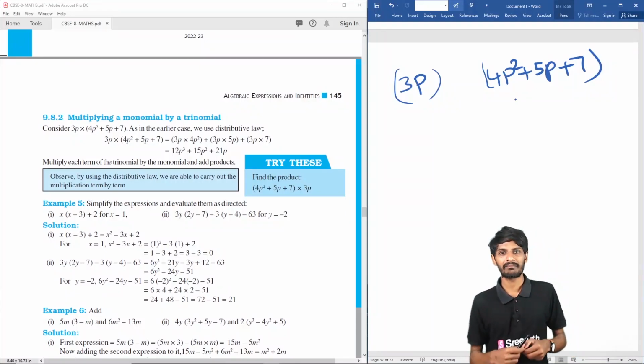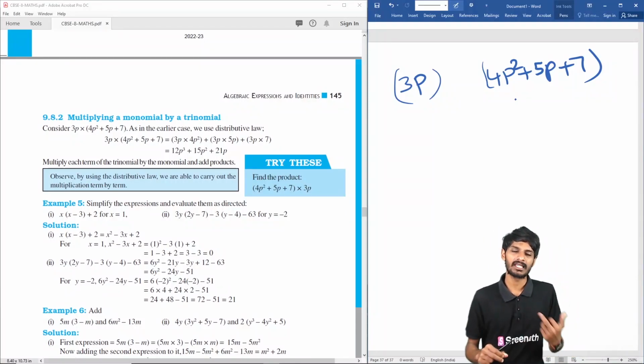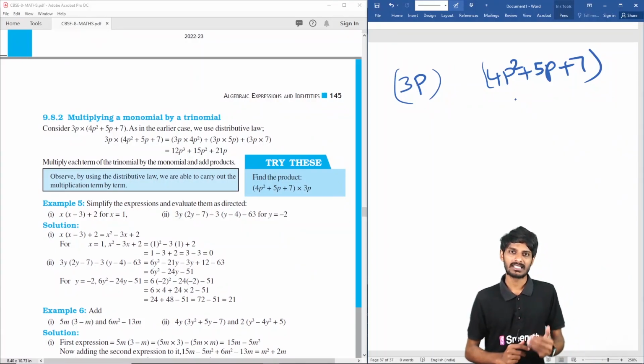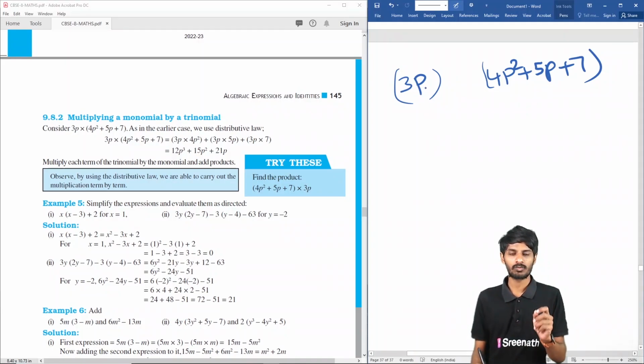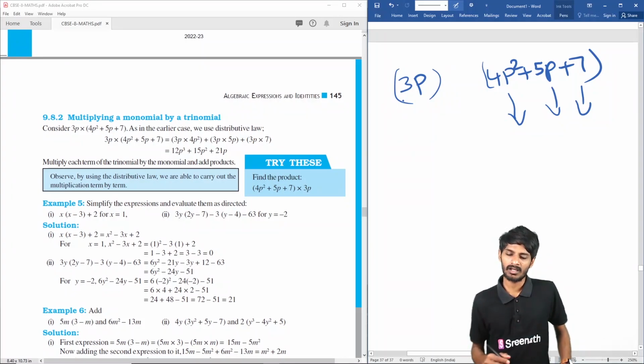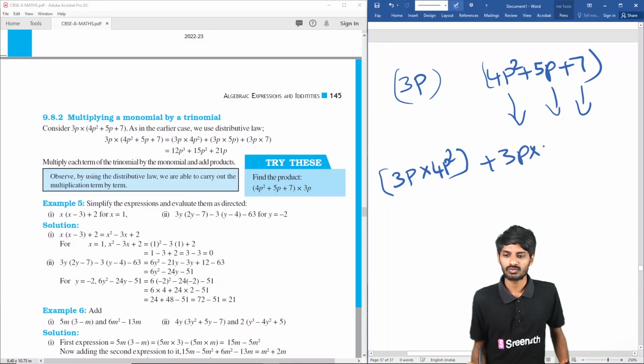So simple, students. Why? Because the process is the same as the one we followed in the case of binomial multiplication, that is the distributive law. So we have to multiply this monomial with each term of this trinomial. As it is a trinomial, it has three terms, and we have to multiply the first term, second term, third term respectively with the monomial. So it is 3p into 4p square, plus 3p into 5p, plus 3p into 7.